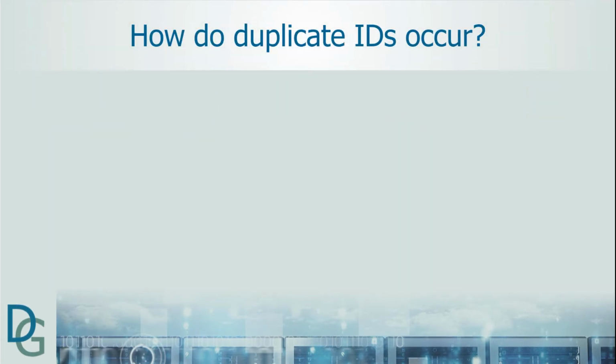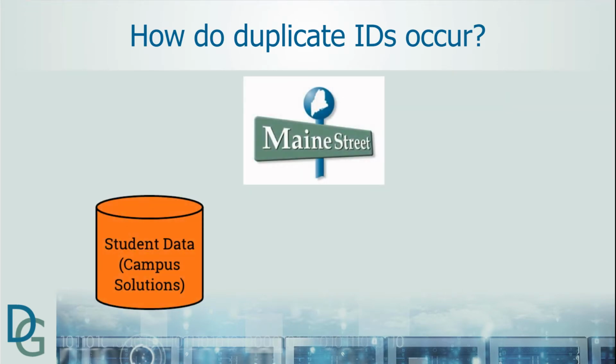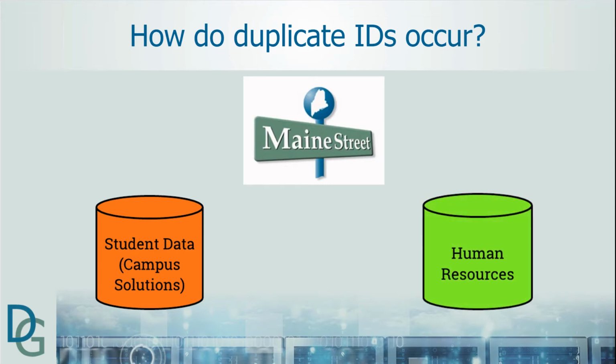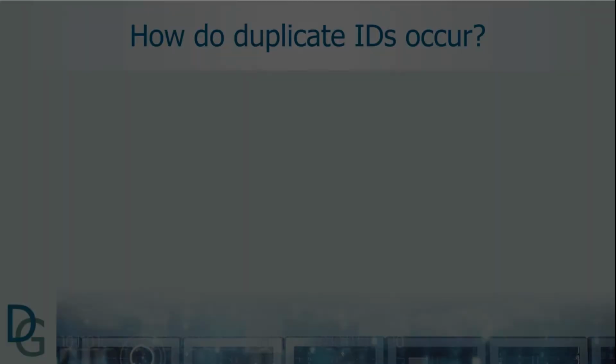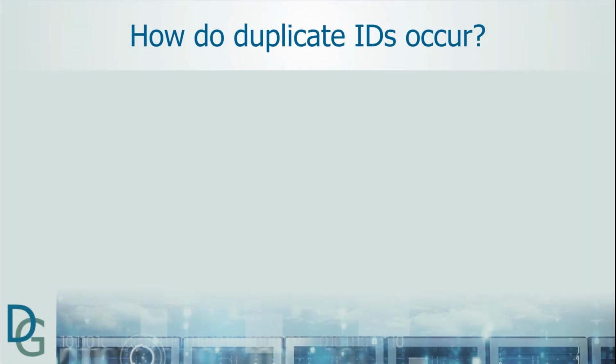So, how do these duplicate IDs occur? New person records are created in MaineStreet in the Campus Solutions student database as prospects, applicants, quick admits, and as non-student persons. Additionally, new person records are created in the Human Resources database for new employees. These records then populate the Campus Solutions database. If there is any indication that the person is or was an employee or a student, they will already have an EMPL ID.